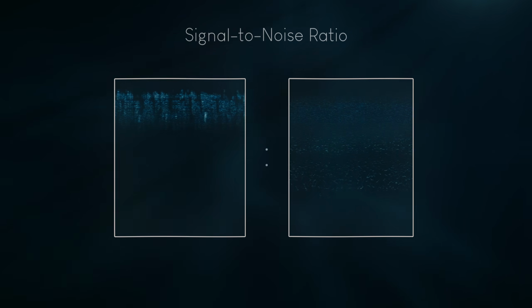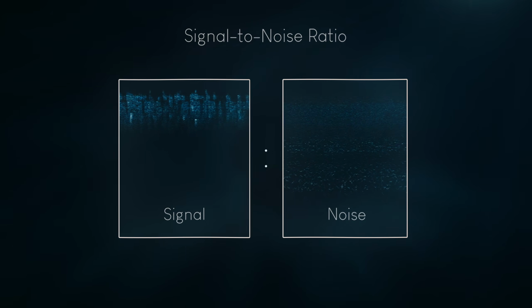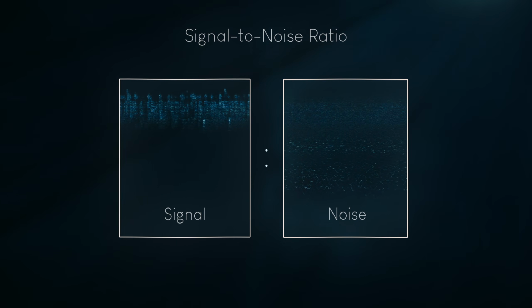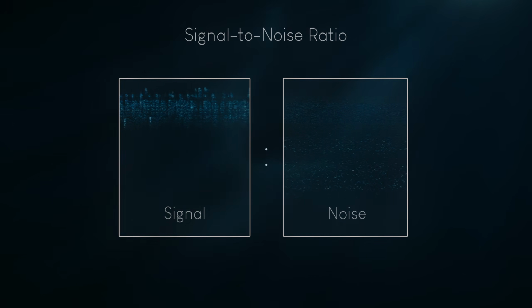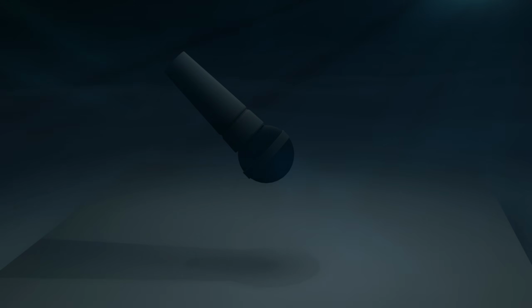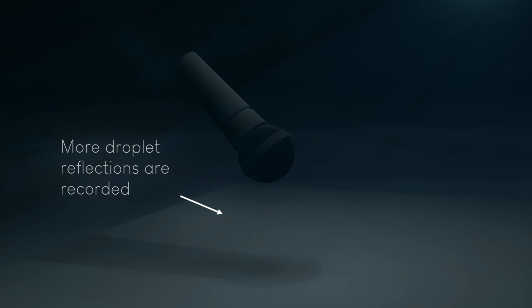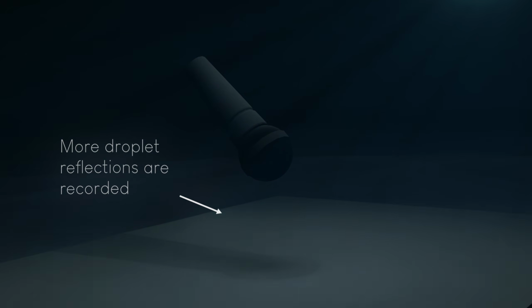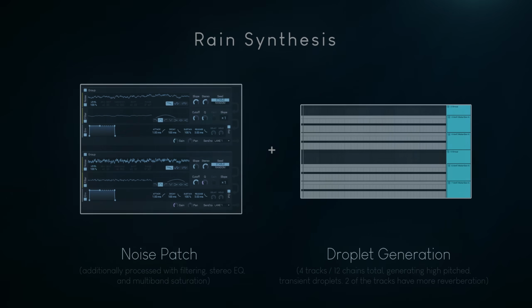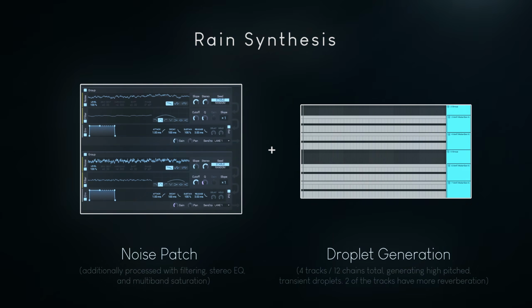The ratio between the noise and discrete droplet sounds, which we can call the signal-to-noise ratio in this case, will depend on where you are imagining your microphone to be. If you are recording near a hard surface, for example, you could expect a higher signal-to-noise ratio, or in other words, more noticeable droplet sounds. Here is an example of synthesized rain using those concepts along with my droplet and noise synthesis.